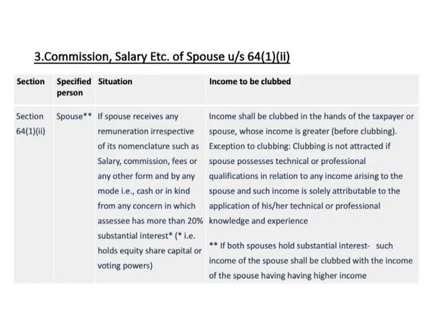He is just joining because he has got the influential power. So what happens here? Income to be clubbed. Income shall be clubbed in the hands of the taxpayer or spouse whose income is greater before clubbing. Exception to clubbing: clubbing is not attracted if the spouse possesses technical or professional skills. So the whole element to be identified is whether the spouse is appointed in the company due to his specific professional qualification or skills, or only because the other spouse holds substantial interest.